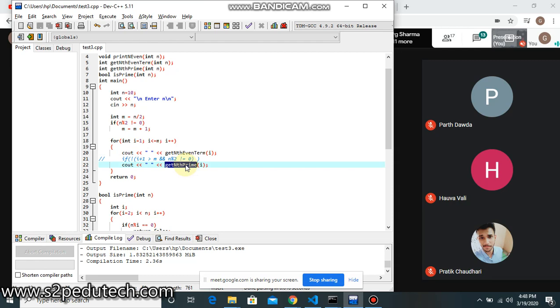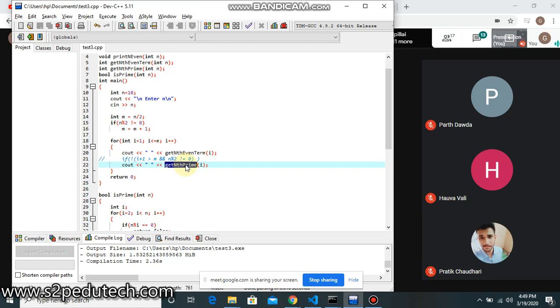But since we are combining two series together, had this condition been i less than or equal to n, it would have printed twice the number of n. That is what it would have done. That is the reason I have reduced my n to half and I am using it in that condition. This is one thing, right?